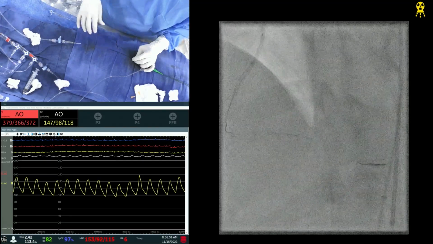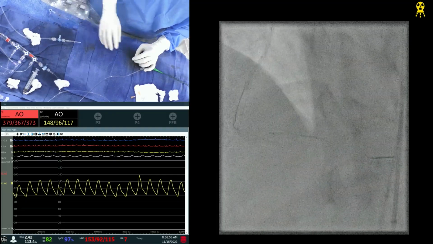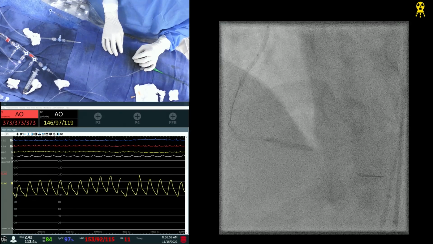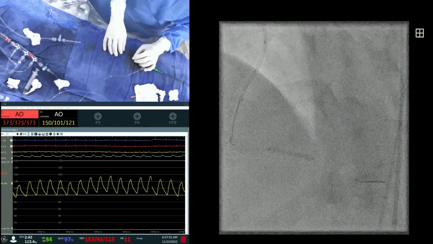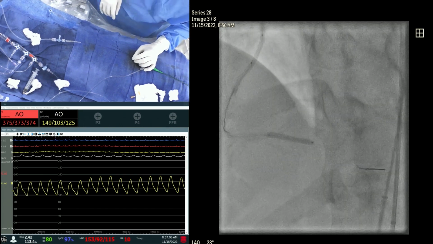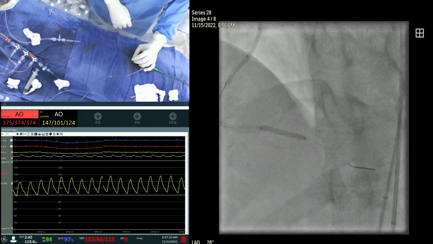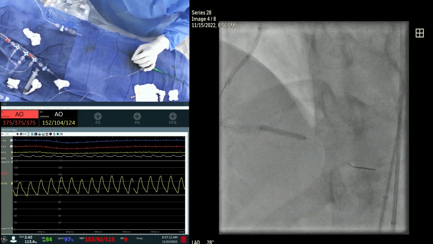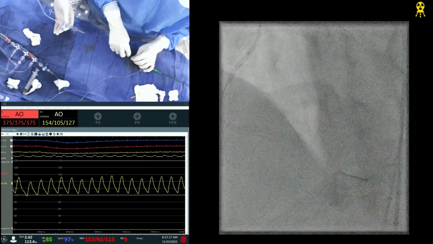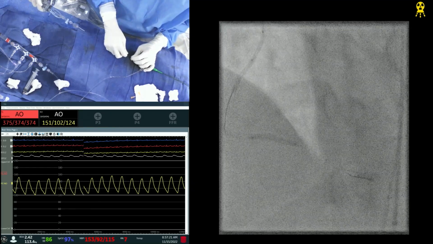Good. Okay. Ready? We're going to the AV continuation. Go. No, the speed. Yeah, go. I'm in the PDA now. There's the PDA. It's a 2.5 by 20. Down. Go up again. Yeah, I need the results. Pull back a few millimeters. Good. Okay, good. Down.